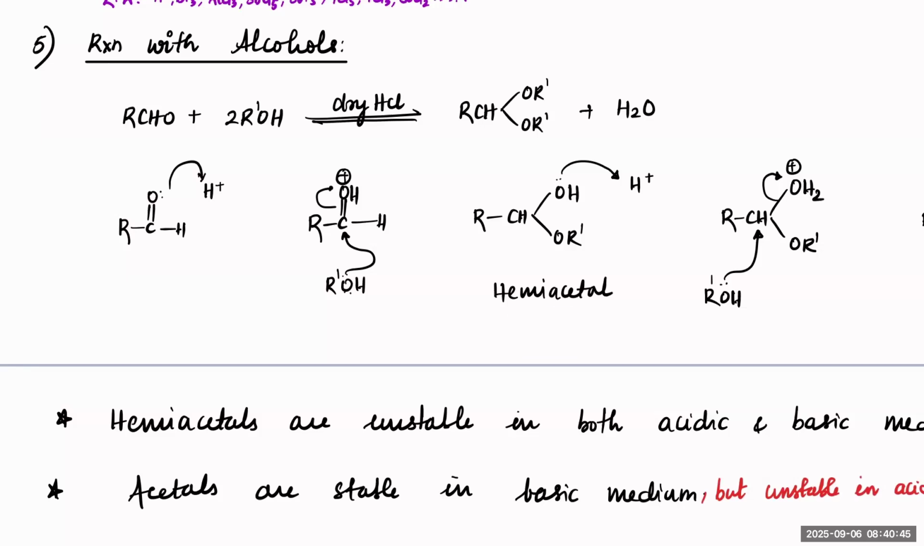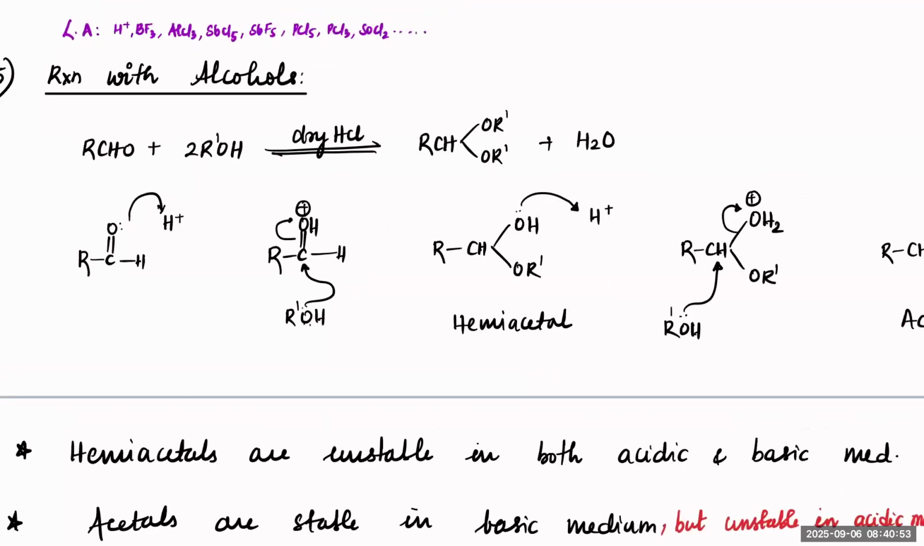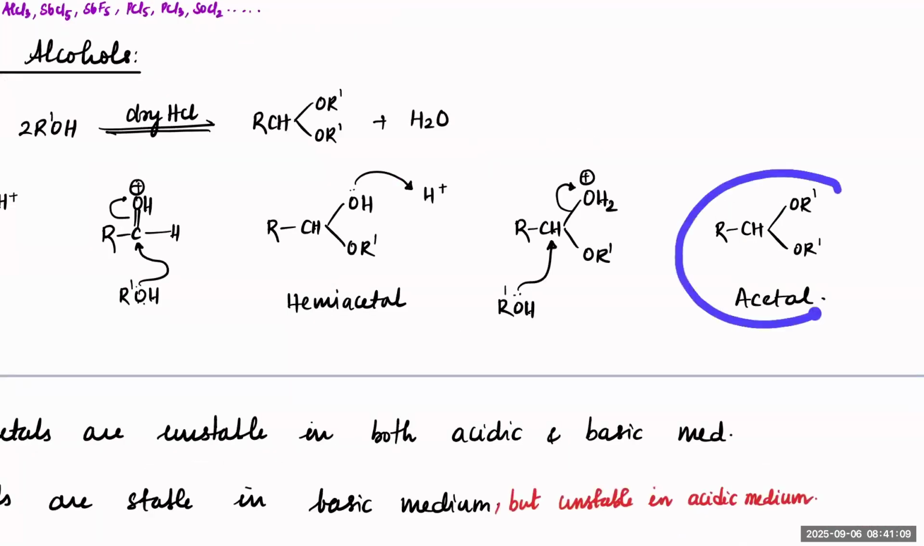Hemiacetal means one ether group and one alcohol group are present on the same carbon. And notice that if you continue to react with alcohol again, the lone pair on OH will take H+ and convert into OH2+. This is a good leaving group. The second mole of alcohol will attack, so that will end up forming OR and OR, which we call an acetal.